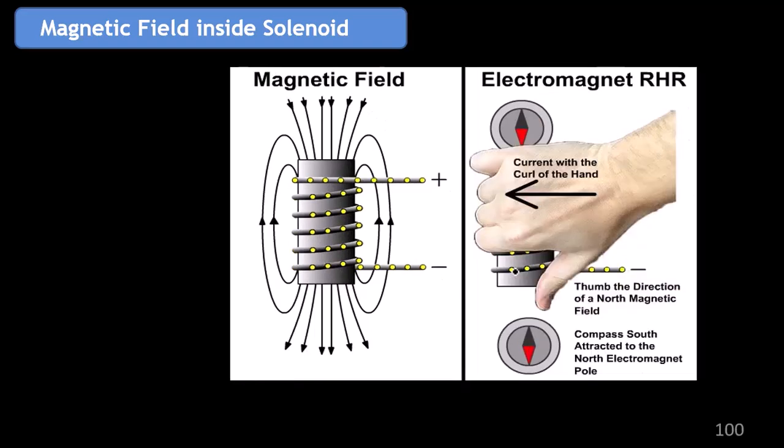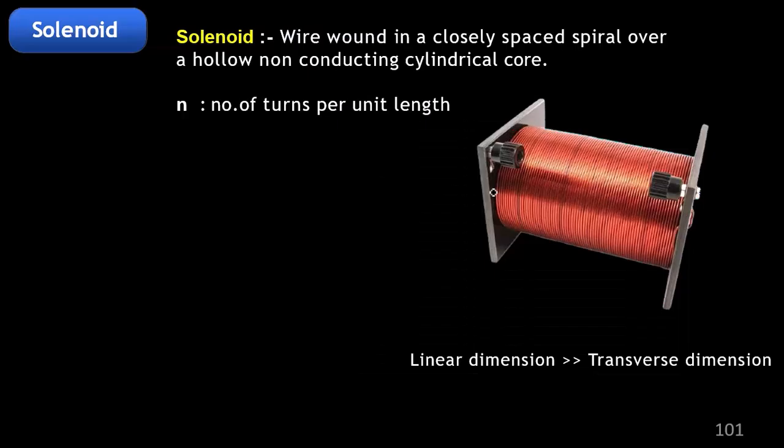If the current changes direction, now the magnetic field line is going downward. Downward toward the arrow means the north pole should be there. Here the north pole is downward. So the arrow being downward means the north pole is downward. So the south pole should be facing this way, and the north pole facing that direction. Like this I can replace the solenoid by a permanent magnet.